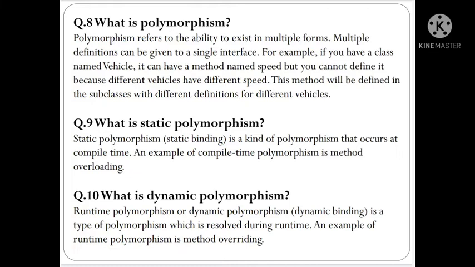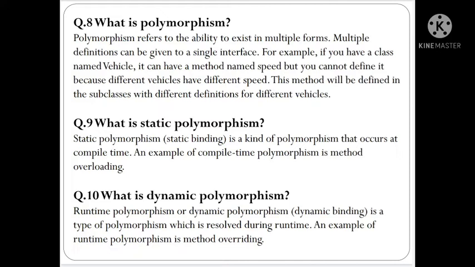Question number 9. What is polymorphism? Polymorphism refers to the ability to exist in multiple forms. Multiple definitions can be given to a single interface. For example, if you have a class named vehicle, it can have a method named speed, but you cannot define it because different vehicles have different speeds. This method will be defined in the subclasses with different definitions for different vehicles.